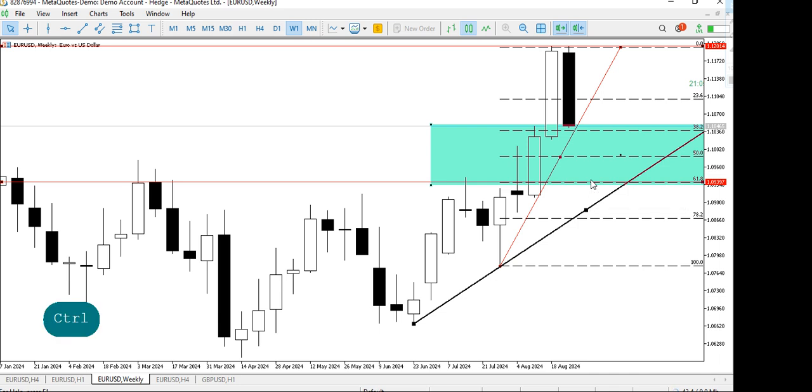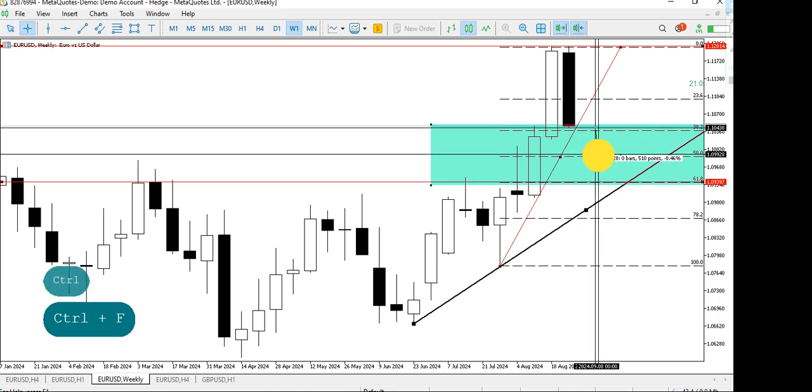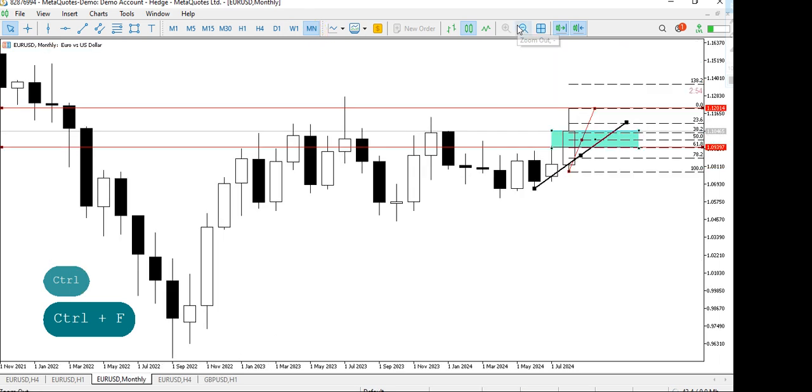Number one, because of this fair value gap. Fair value gap means a candlestick must be printed here to cover that space. This space. A candlestick must be printed there.